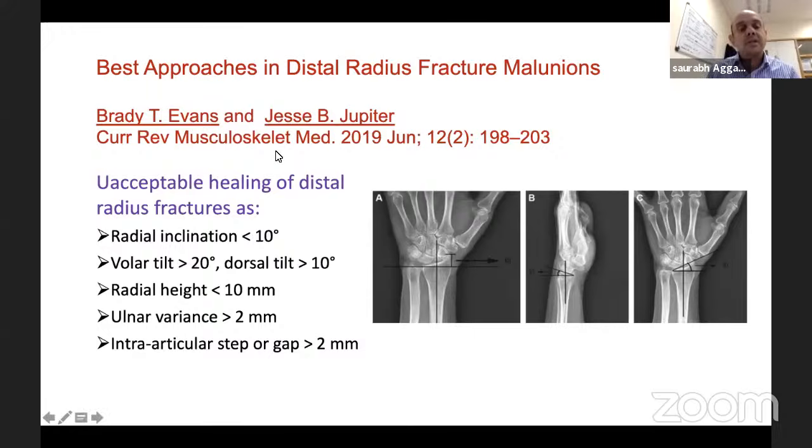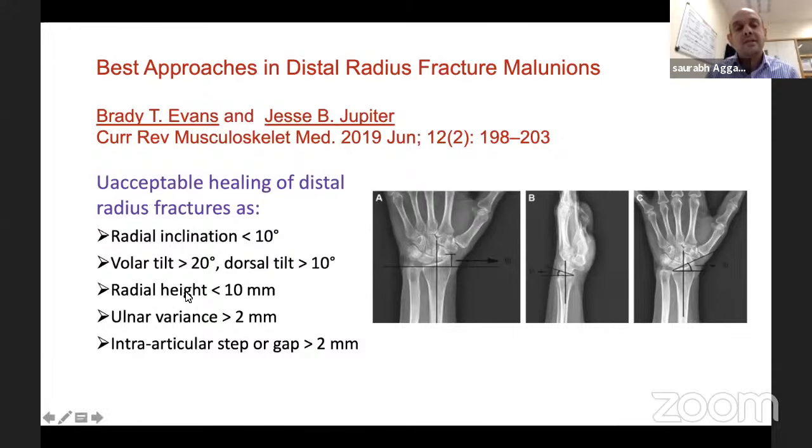The thing to take out from this paper was, what is an unacceptable healing? I.e., which patients you would like to offer a corrective osteotomy. Radial inclination, we said normal is 22, so if it's less than 10. Volar tilt, normal is 10, but if it's more than 20. Dorsal tilt, more than 10, i.e. effectively more than 20 degrees for that patient.